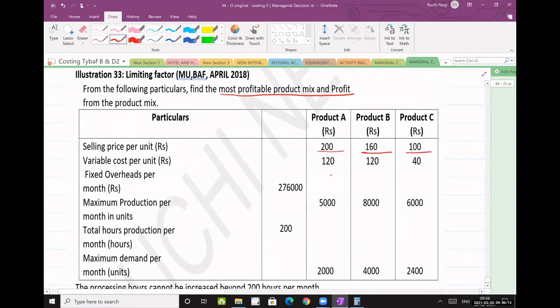Variable cost per unit is given to you: 120, 120 and 40. Fixed overheads per month is 2,76,000. Maximum production per month in units is 5,000, 8,000, 6,000. Total hours production per month is 200. Maximum demand per month is 2,000, 4,000 and 2,400.